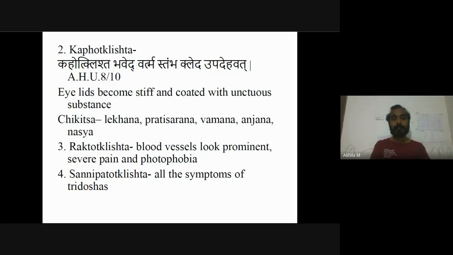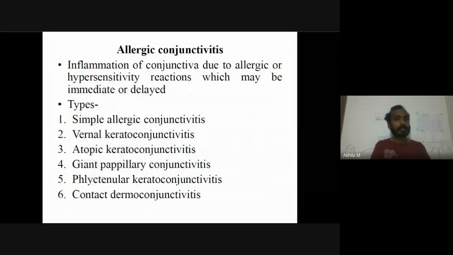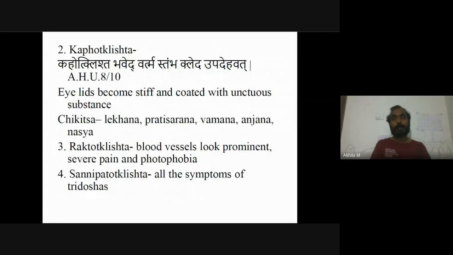Raktotkrishta and Sannipata Utkrishta are also told by our Acharyas. Raktotkrishta: blood vessels look prominent, severe pain will be there, photophobia will be there. In Sannipata Utkrishta also, all the symptoms of Tridoshas will be there. This Utkrishta Varma is only told by Ashtanga Hridaya. Four types are there: Pittotkrishta, Kaphotkrishta, Raktotkrishta and Sannipata Utkrishta.